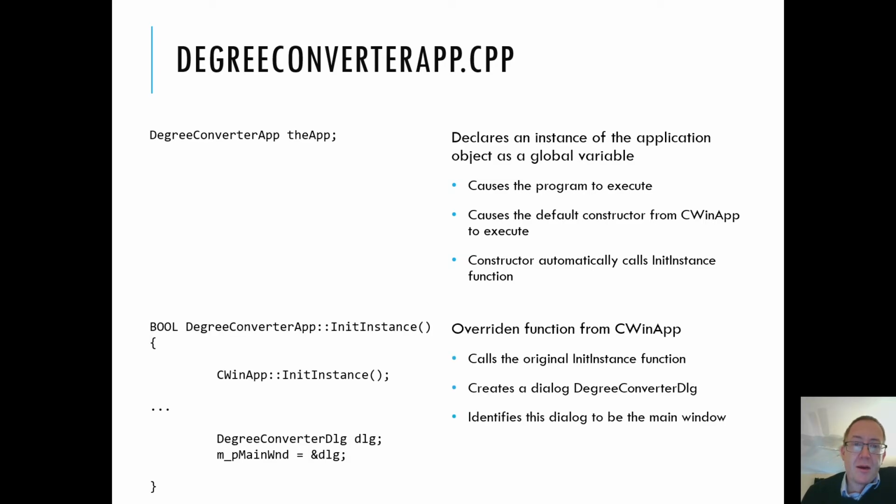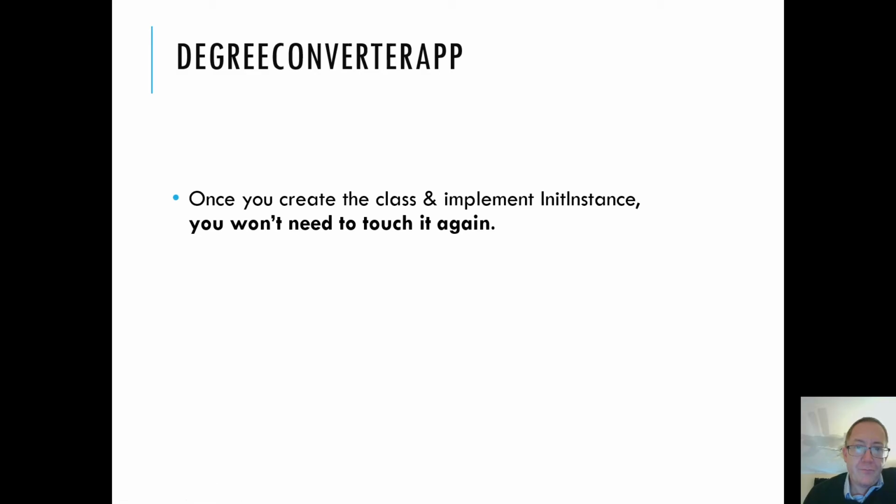So here's the DegreeConverter app, here's InitInstance. I am going to call the parent's. This is how I call the parent's version of InitInstance: I put the name of the parent and two colons. That does the parent's version of InitInstance, which we've hopefully already seen before. And then I'm going to deal with the dialog, DegreeDialog, and I'm going to do something with the DegreeDialog. Pretty much, once you've created this class and implemented InitInstance, you don't need to touch it again. And in fact, we don't need to touch it at all. It's done for you.